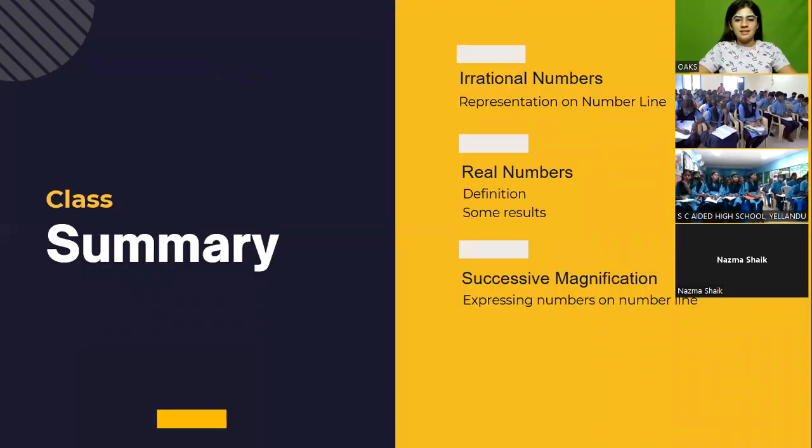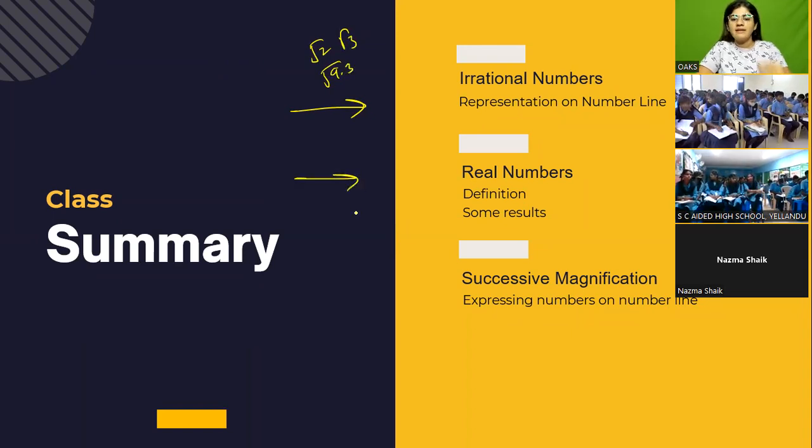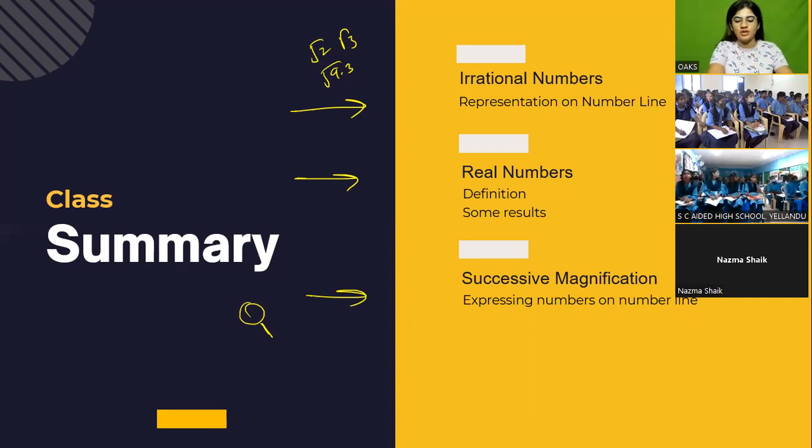So this is the class summary. We just learnt about the representation on the number line of root 2, root 3, root 9.3. And for real numbers, we have some definitions and some results, right? And for successive magnification, we have literally used the successive magnification glass to express the numbers. If you do not understand the lecture, you can replay the recording again and again, and you can ask me in the next lecture also.